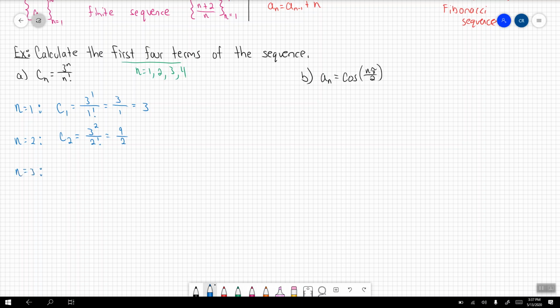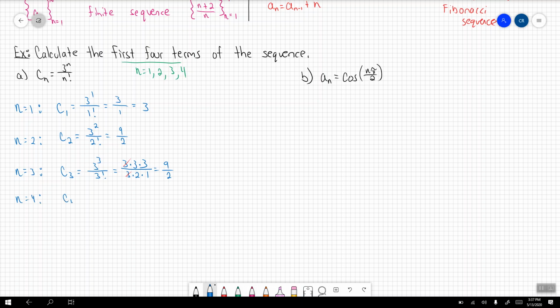N is equal to 3. That's going to be our c sub 3 term, which means this is going to be 3 to the power of 3 divided by 3 factorial. Now I'm not going to expand here. Instead, I'm just going to write it in exponential notation, or product notation here. So we're then able to see that the leading 3's cancel or simplify here, and we're just left with 9/2 once again.